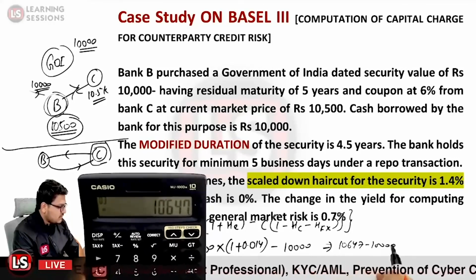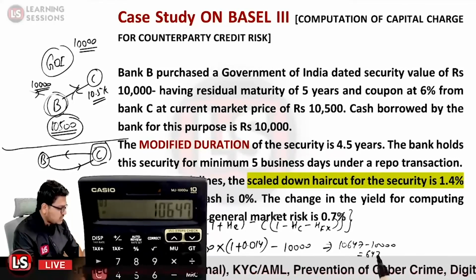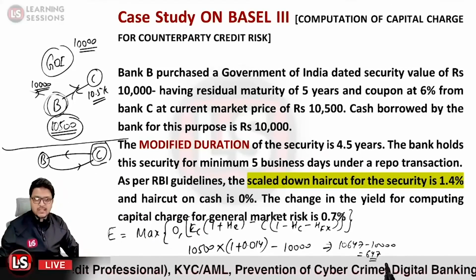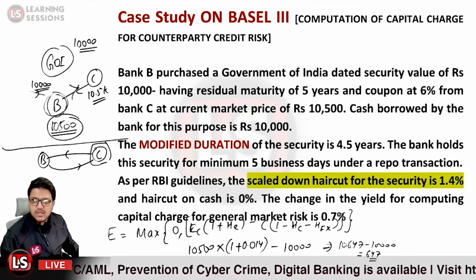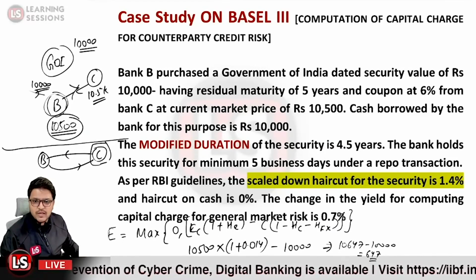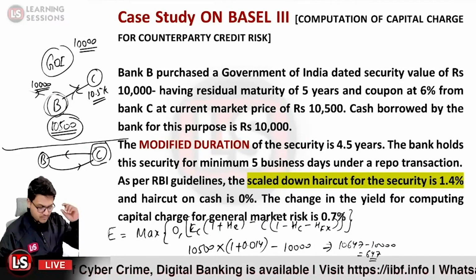Minus the 10,000, that is the value of the collateral, and the answer would be equal to 647. And the net exposure comes out to be 647 in this particular case. Is that clear? So that is how we calculated the exposure value over here.